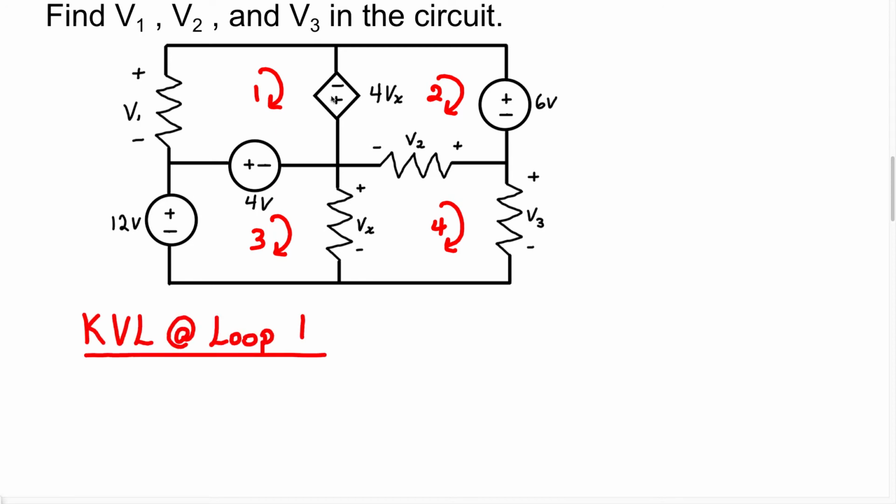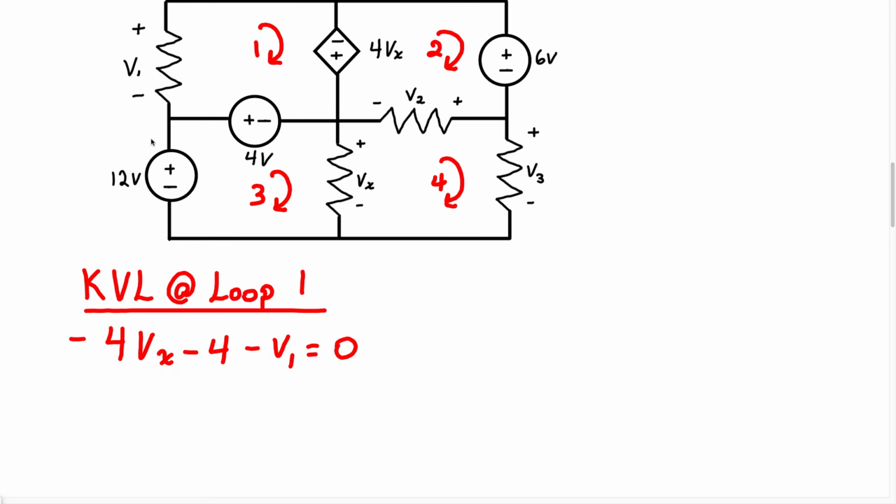I'm going to start at this source right here. I know we're going to walk around and go into this source. We're going to have negative 4Vx minus 4 minus V1 equals 0. Now remember, we don't know the current or the resistance across this resistor. Therefore, we're going to be forced to leave it as this voltage. So when we start to simplify this, we're going to have negative 4 Vx minus V1 equals 4. Now there's nothing we can do to solve Vx or V1 at the moment. So now we're just going to have to move on and write another KVL loop.